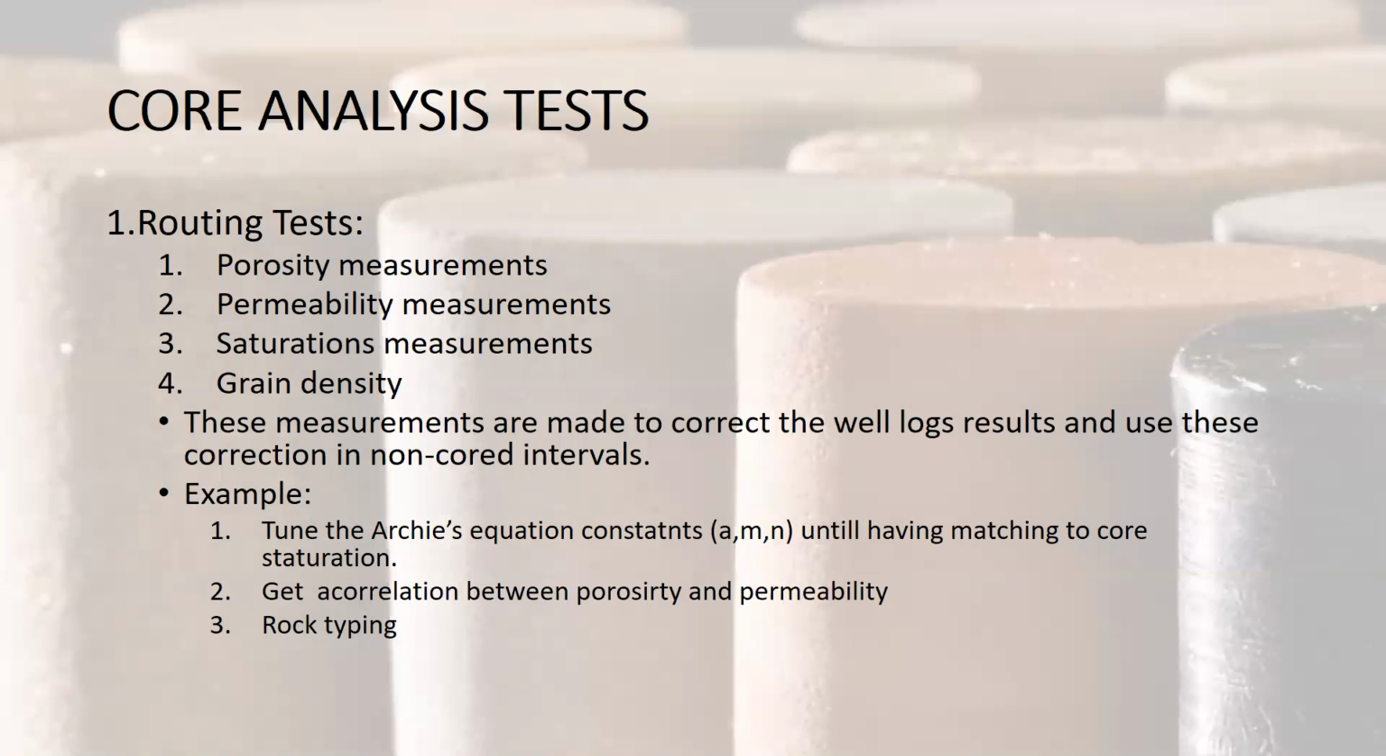if we have a measurement for the porosity and the permeability, we can rock type the reservoir interval. We can make rock typing for the reservoir to know how many rock types are found in the reservoir. Also, we can have a correlation between the porosity and the permeability. Then we can use this correlation in the non-cored interval to assist in estimating the permeability, okay? Also, as we mentioned, we can make rock typing for the reservoir.